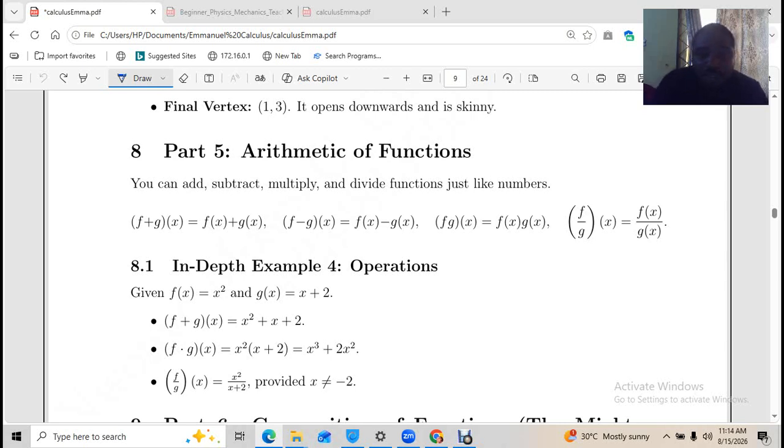So in arithmetic of functions, I told you that you can add them, you can multiply them, you can subtract them, and then you can divide. But there is a condition when you're dealing with a quotient. When a function is in fraction form, we always check the denominator to be sure that there is no restriction. For instance, we don't want at any point to have minus 2 as x in the denominator, and that's why we wrote this particular condition, provided that condition is met.